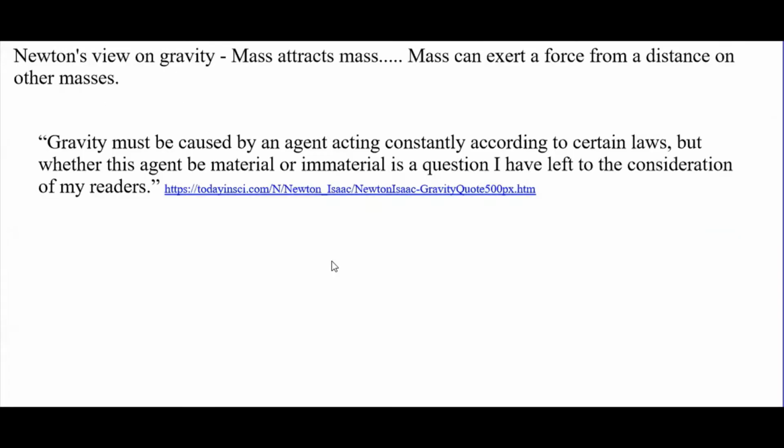So even Newton didn't really think that that was good enough for him. And so to paraphrase, he basically said that he's leaving it up to other people to figure out what's actually happening. So there's his famous quote if you want to read it. He doesn't really think mass actually attracts mass, but that's what he was able to come up with. Sooner or later, someone will come up with a better explanation. And that's essentially where he left it back in the 1600s.